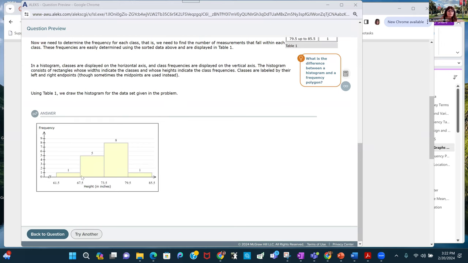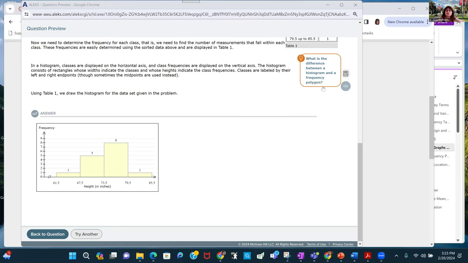To determine the frequency for each class and bring those up. In a histogram, classes are displayed on the horizontal axis and frequencies are displayed on the vertical axis. We get rectangles whose widths indicate the classes and the heights indicate the frequencies. The classes are labeled by their left and right endpoints. Sometimes midpoints are used, because notice the heights are the same because you have a rectangle.